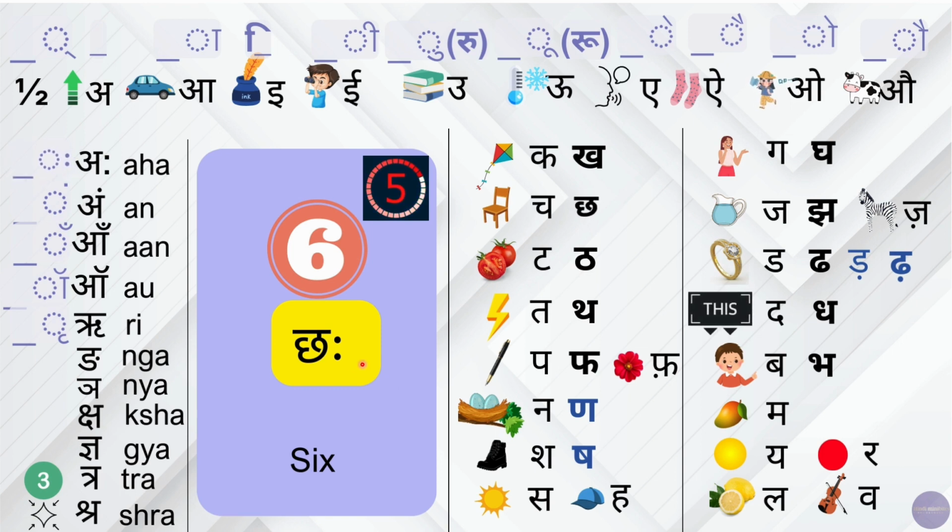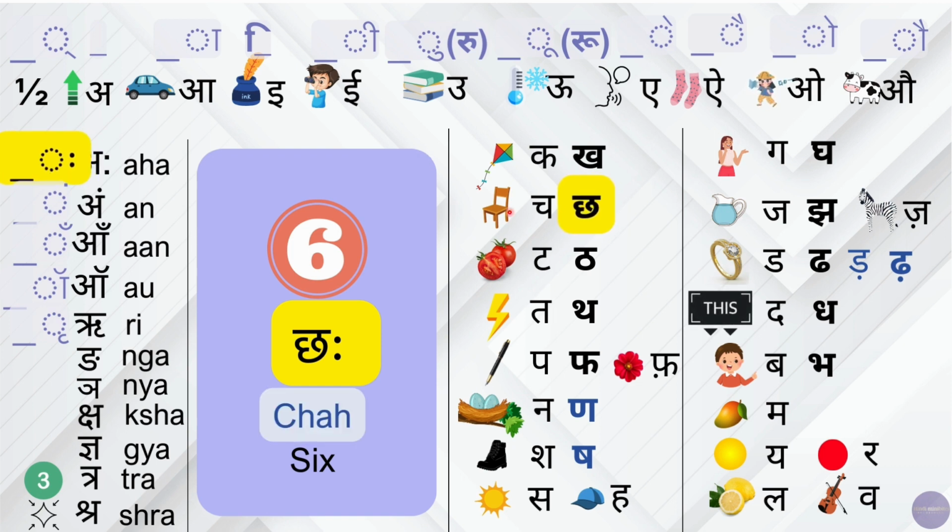This word means the number 6. Chair, ch. Notice that it's the forceful sound ch. Ch plus AH symbol makes the sound chh. Next word.